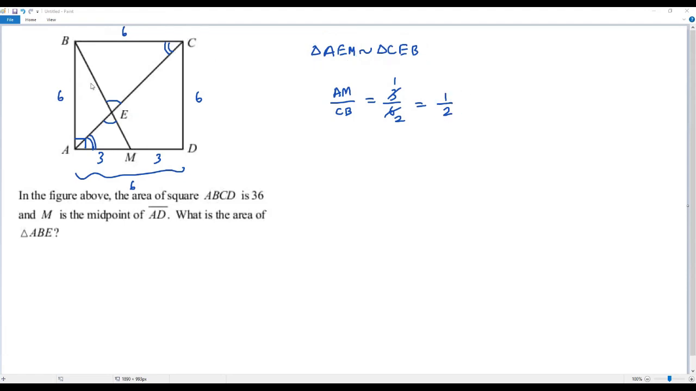Now let me draw a vertical line in the given figure through the point E over here. Let me draw a vertical line over here. So it's a vertical line.